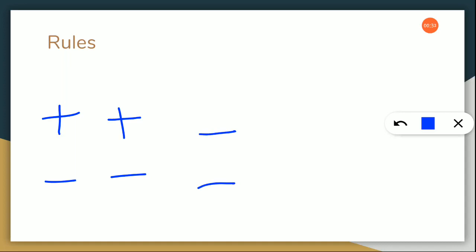Suppose there is -1 plus 10, what will you do? I have unlike signs, so we have to subtract and put the sign of the greater number. So the answer will be +9. Okay. Now, in the same way, there is a set of rules for multiplication.